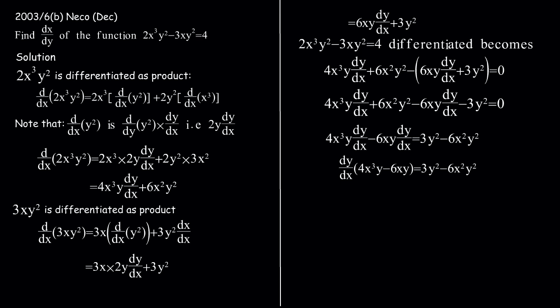At this point, we are going to be dividing both sides by 4s cubed y minus 6sy so that we can have dy/ds. Doing so, dy/ds will be equal to 3y squared minus 6s squared y squared divided by 4s cubed y minus 6sy.